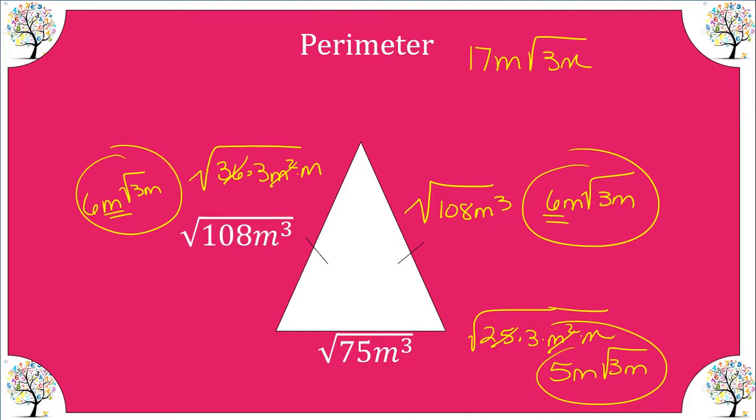So just remember, when you're adding and subtracting, the radicands must be the same in order to combine, and then you're only combining your coefficients.